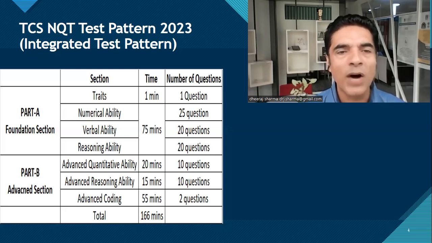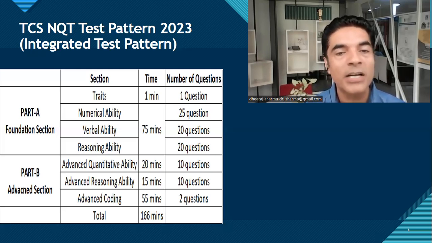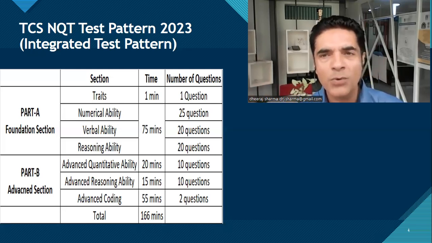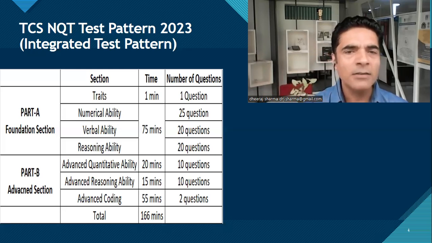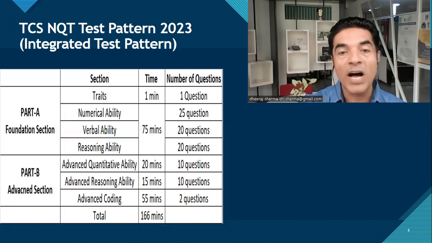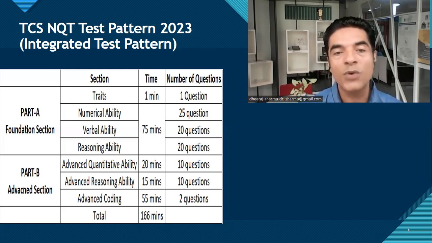That is part B, or the advanced section, wherein there will be advanced questions on quantitative aptitude, reasoning ability, and the most important part, advanced coding. There will be 20 questions from the quantitative aptitude advanced section, 10 questions from the advanced reasoning section, and 2 questions from advanced coding, for which you will be given 55 minutes.